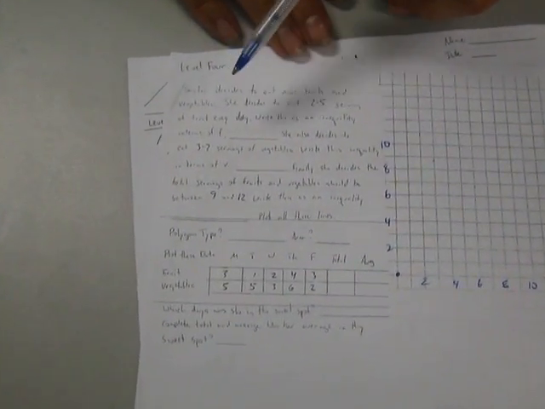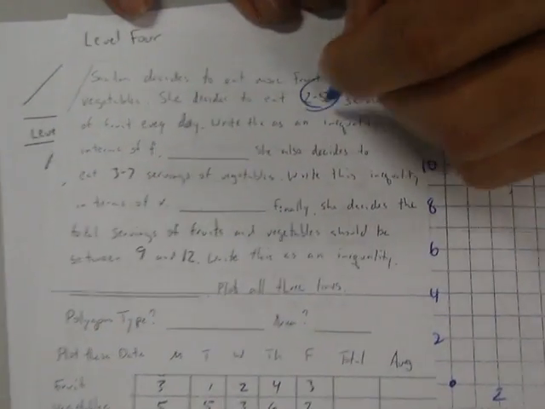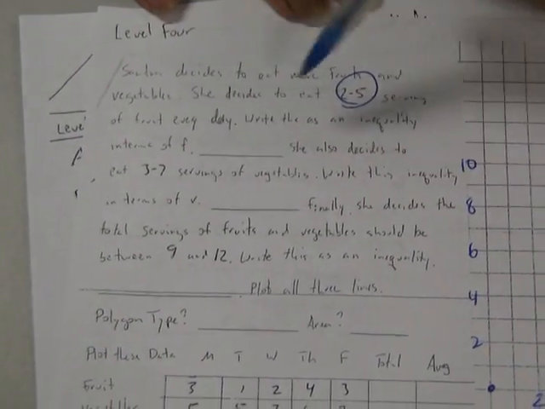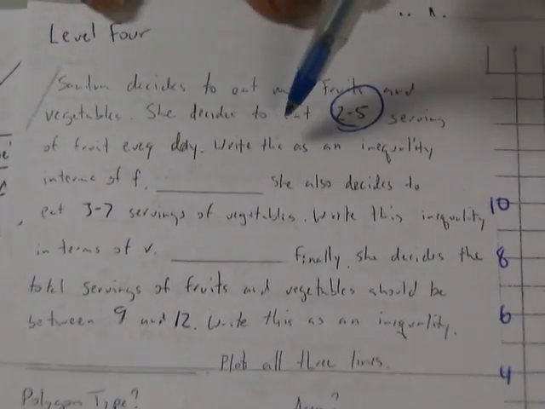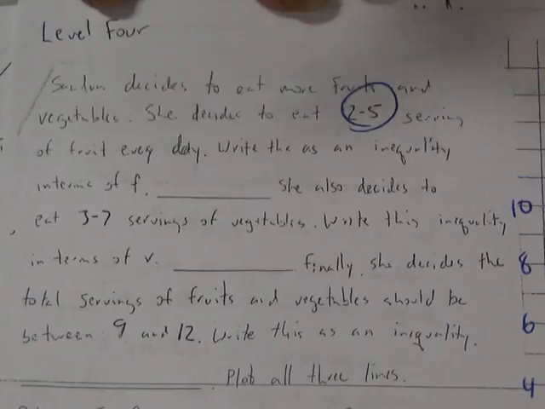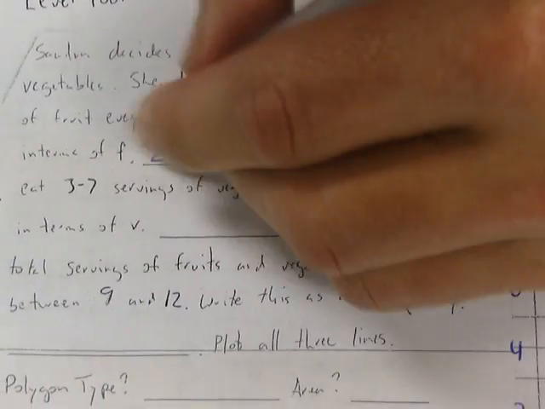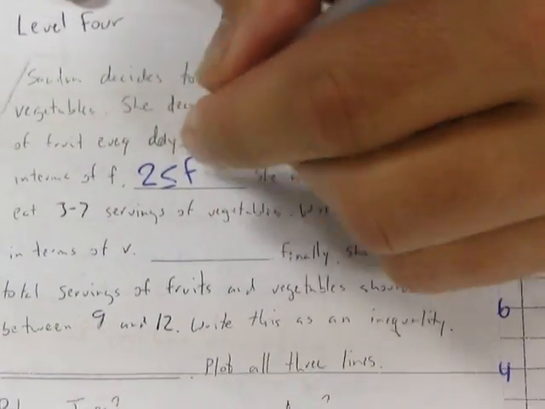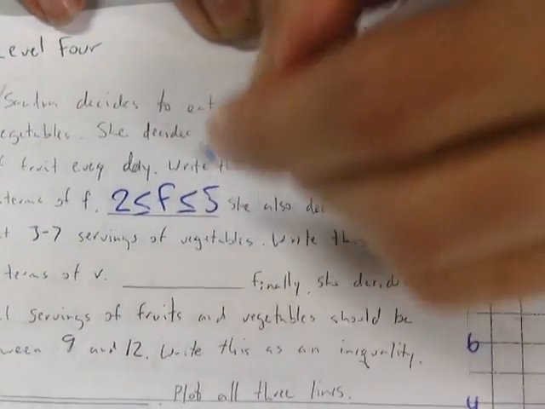It says Sandra decided to eat more fruits and vegetables. She decided to eat 2 to 5 servings of fruit every day. So fruit between 2 and 5. It says write this as an inequality in terms of f. So it's going to be 2 is less than or equal to f is less than or equal to 5.